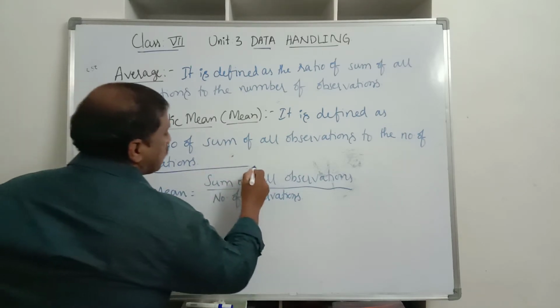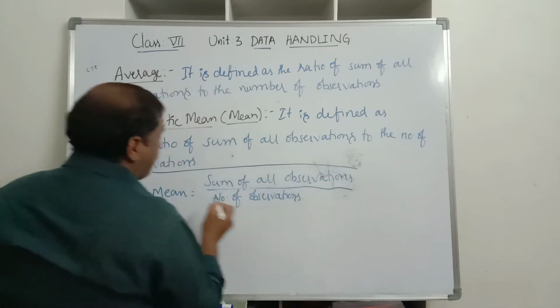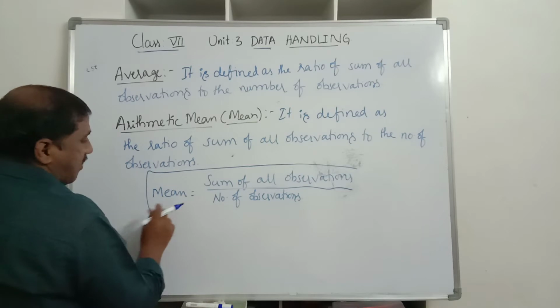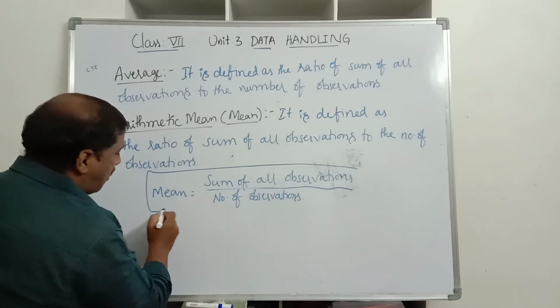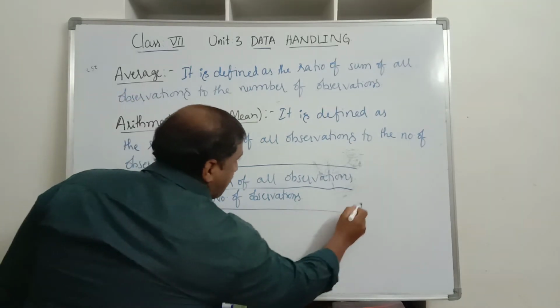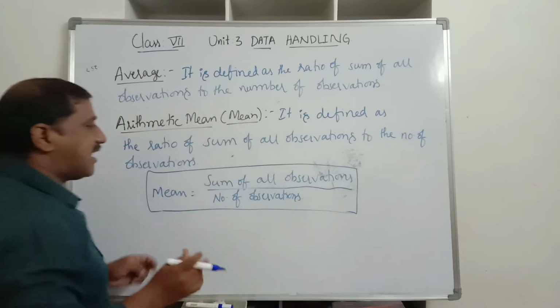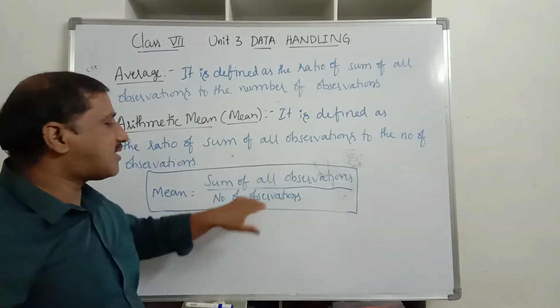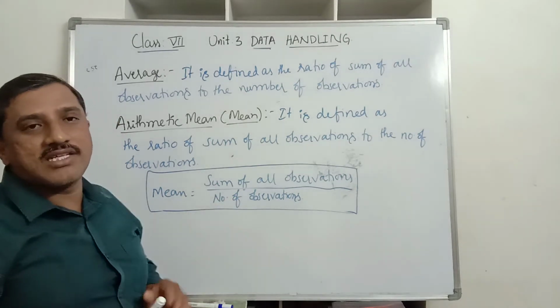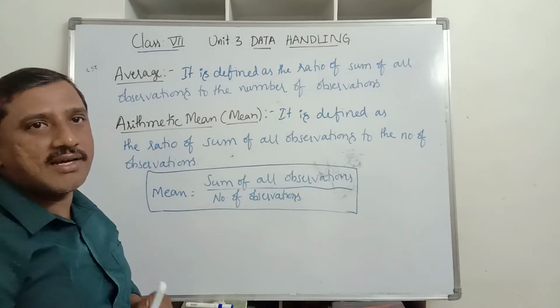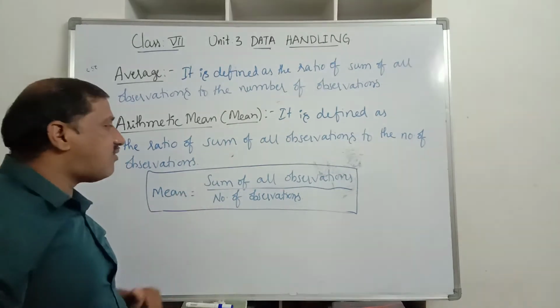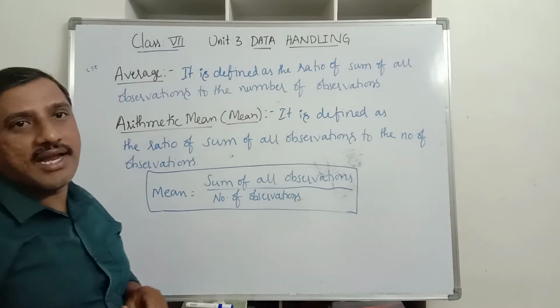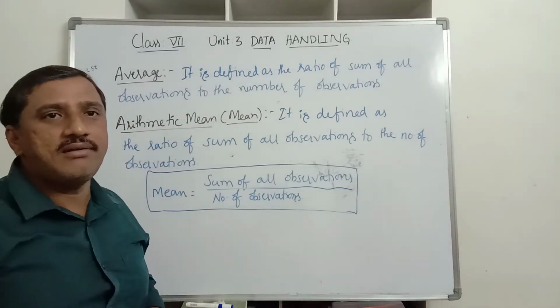So the formula to calculate mean of given data is: mean is equal to sum of all observations divided by number of observations. That is, add all the observations of the given data, then divide that sum by the number of observations. Count how many observations are there in the data. With that number, if you divide, you will get the arithmetic mean. Is it clear, children?